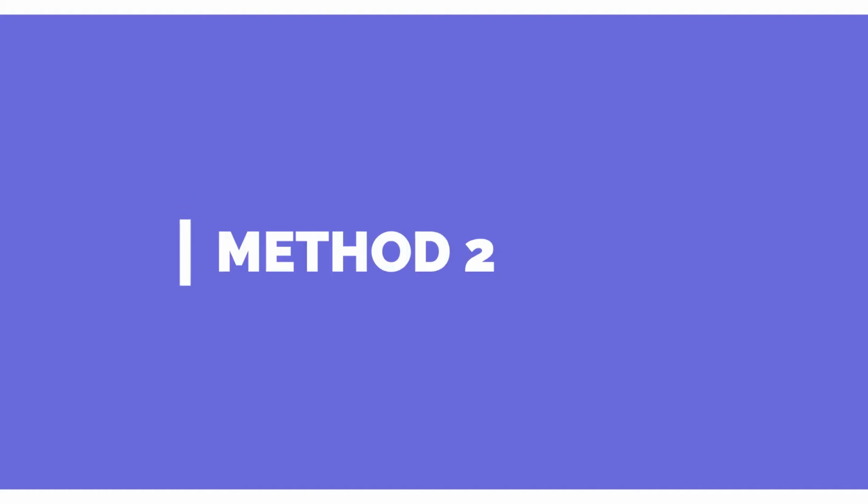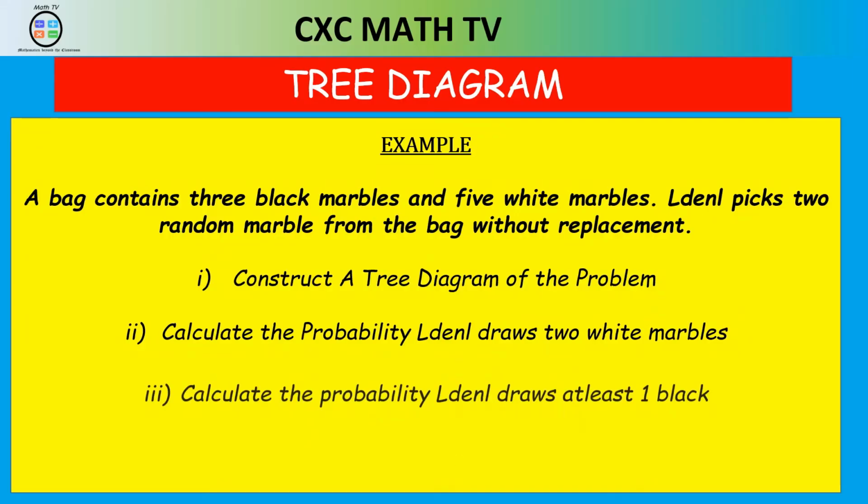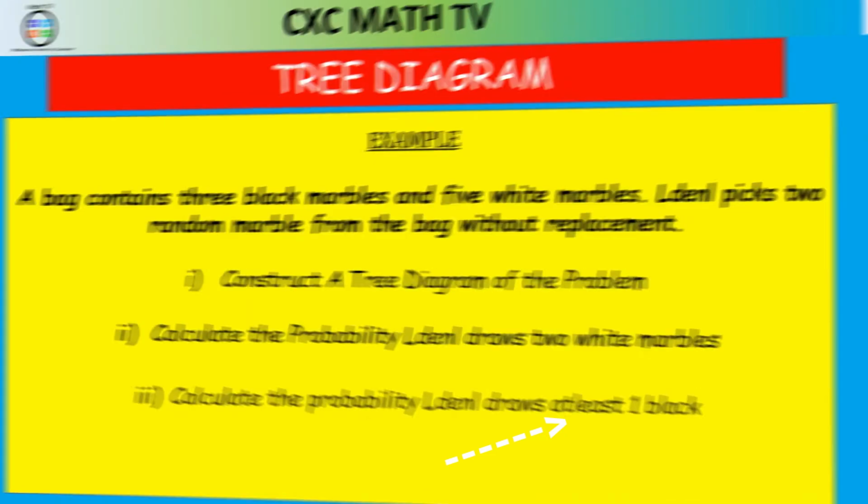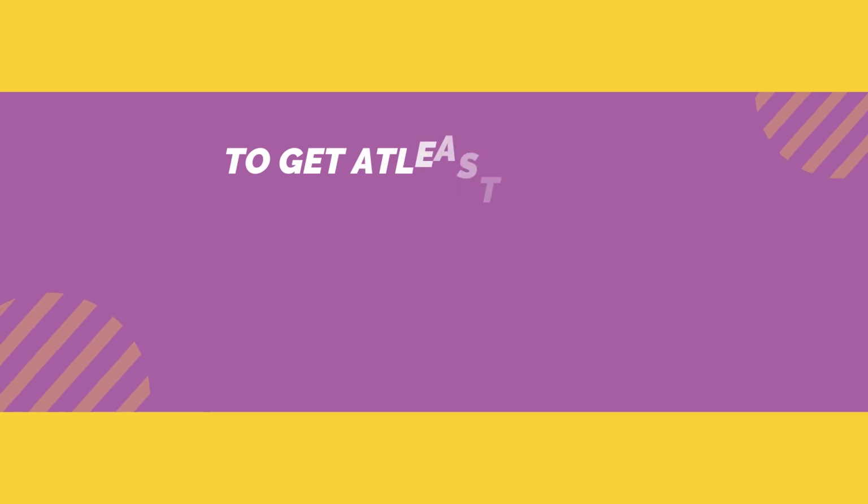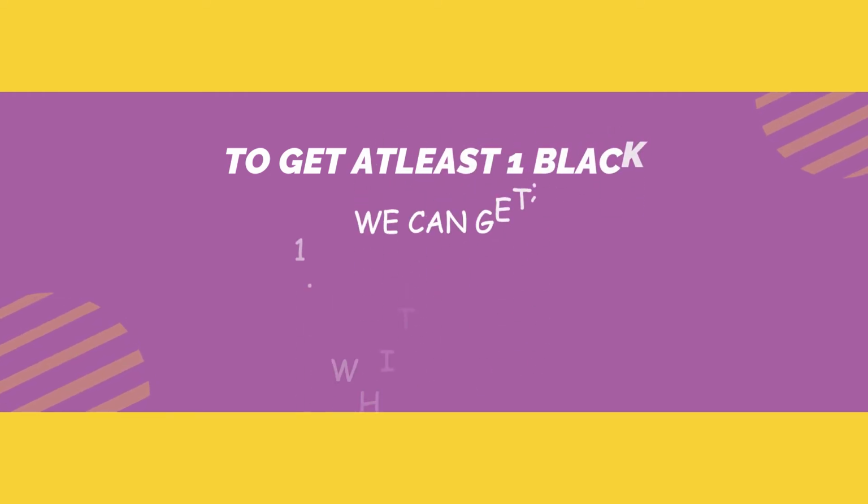That's one way of doing it. Let's look at another method. Another way of doing it is saying the probability of at least one black is equal to the probability of one black plus the probability of two black, because we can either draw one black marble or we can draw two black marbles.